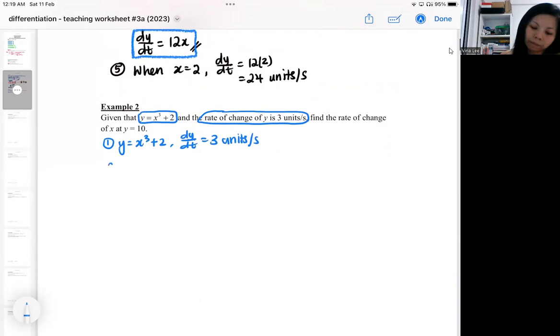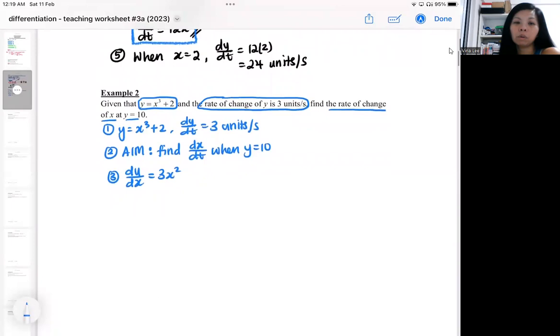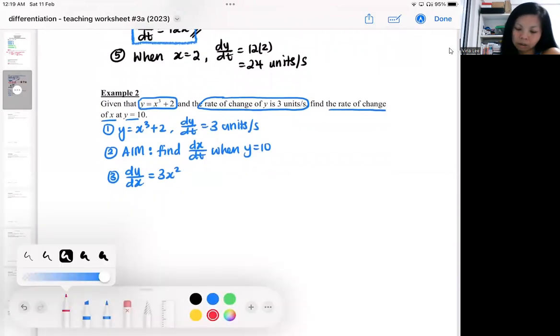Okay, and what's your aim? Your aim is to find the rate of change of x when y is 10. So your job is to find dx dt when y is equal to 10. Third step, like what we mentioned just now, is just doing dy dx. So the challenging one again is your 4th step. How do you get the dx dt?